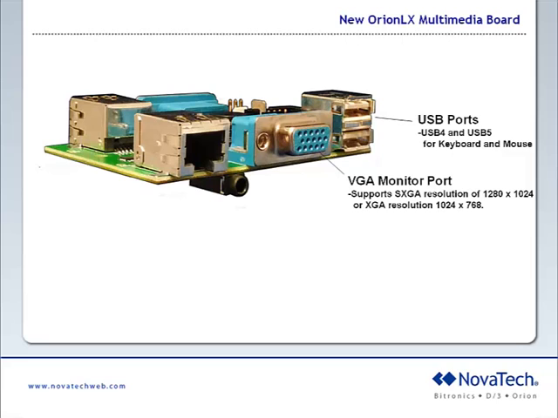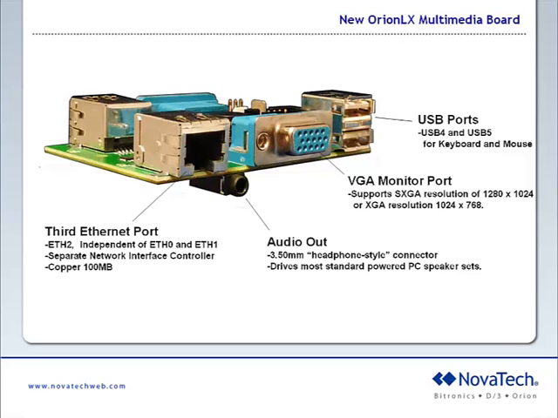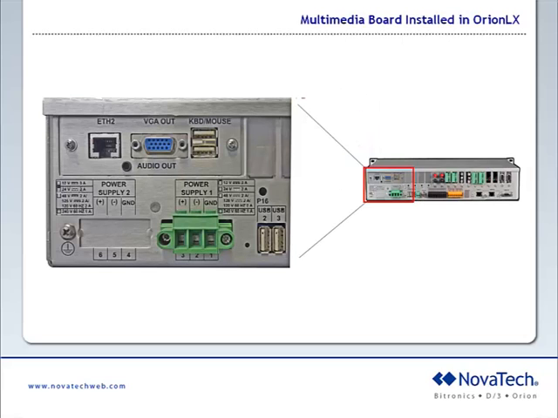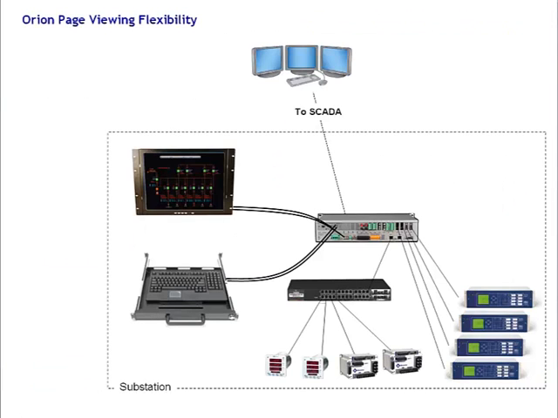Let's see if I can get the slides caught up here. There's the audio out, again, very much like on a PC. And there's that third Ethernet port, copper 100. There's the multimedia board installed on the back of the Orion, just above the power supplies.